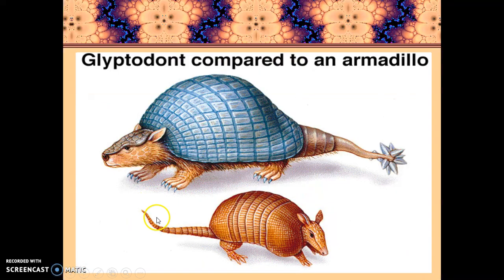Okay. Here is a modern day armadillo and showing his ancient ancestor, the Glyptodont. You can see how they are definitely related. They share a lot of these similar traits.